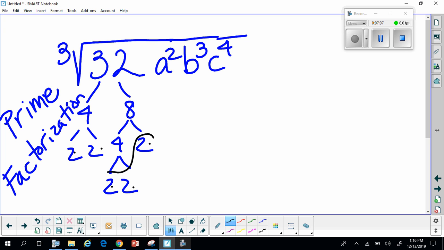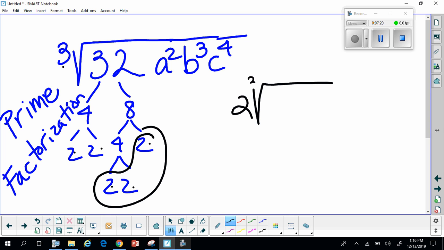I need a group of 3 because I'm doing a cube root. So here we go. I have one group of 3, so I know that there's going to be a 2 outside of the root sign. Don't forget to say that it's a cube root. What I have left over is 4, because it's 2 times 2.